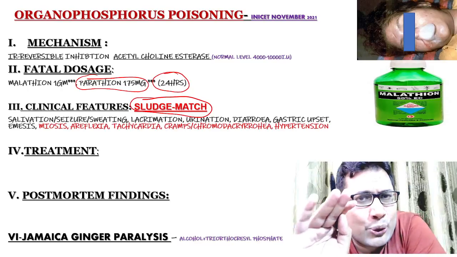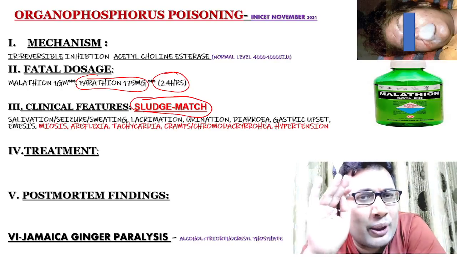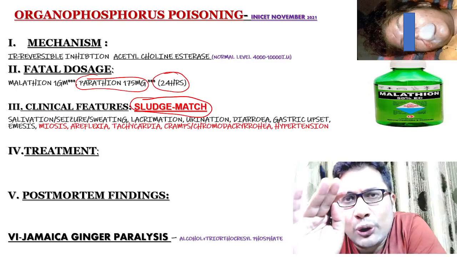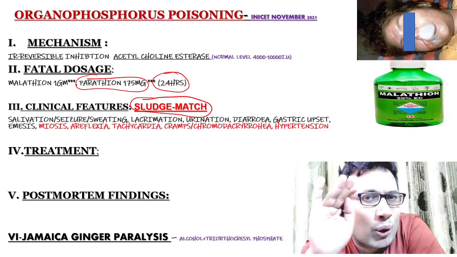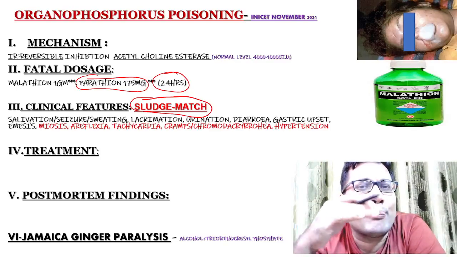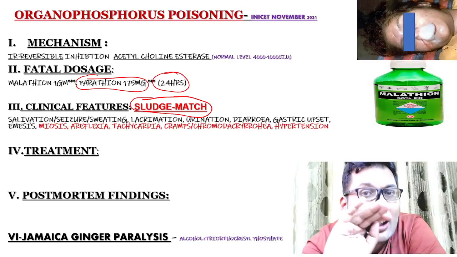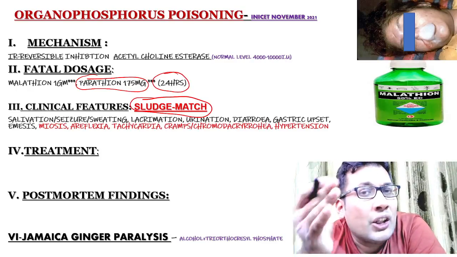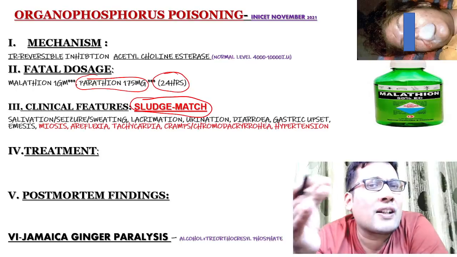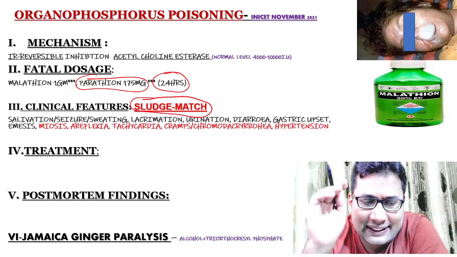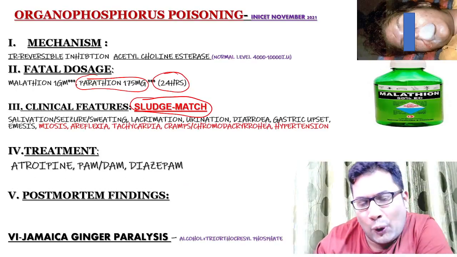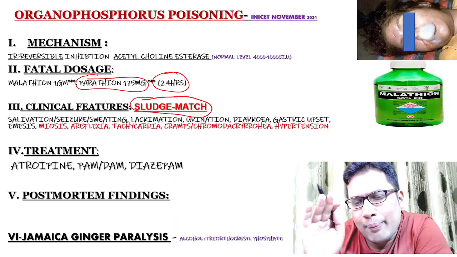Treatment: the drug of choice is atropine. Atropine should be given in the beginning. After that, you can start oximes, pralidoxime or diacetyl monoxime, not before atropine. Once you start atropine, you can give oximes. After that, you can give diazepam for the seizures. So the treatment is atropine, PAM, DAM, diazepam.